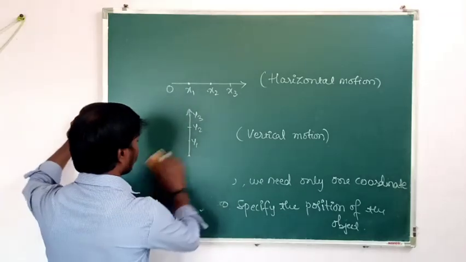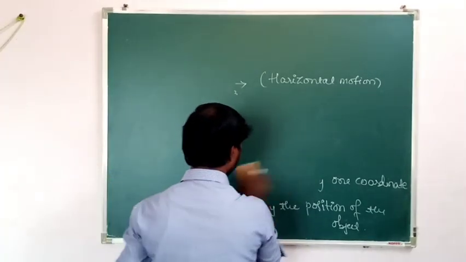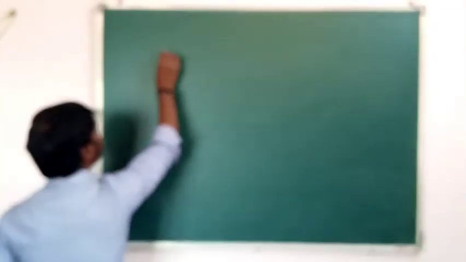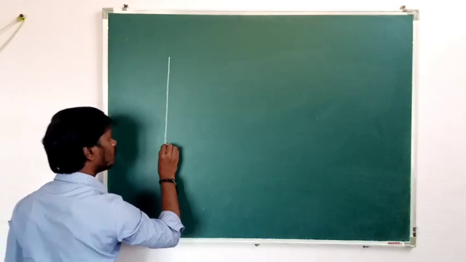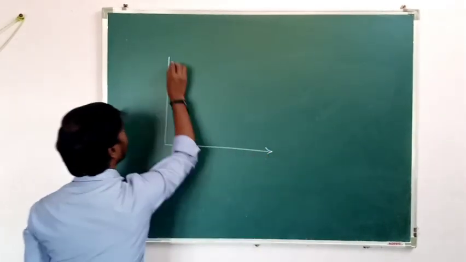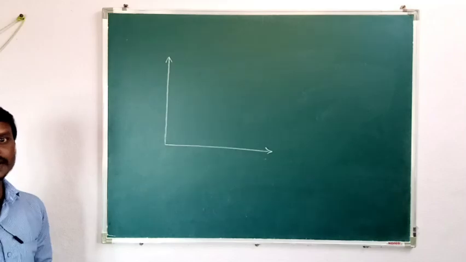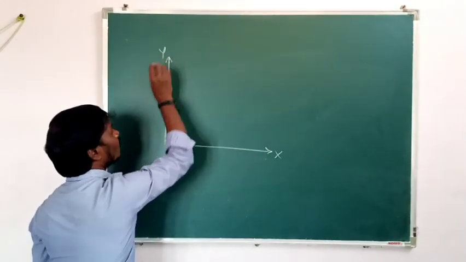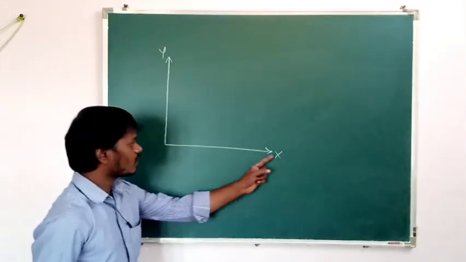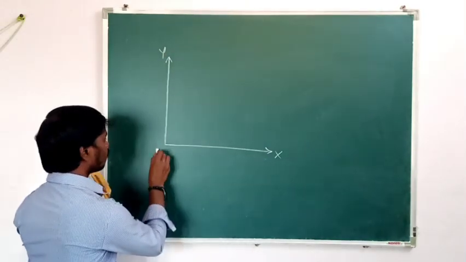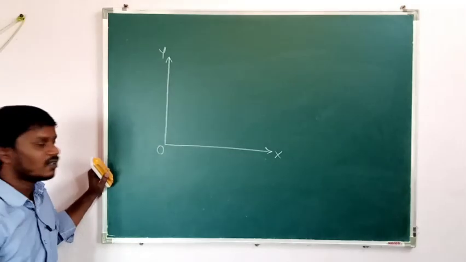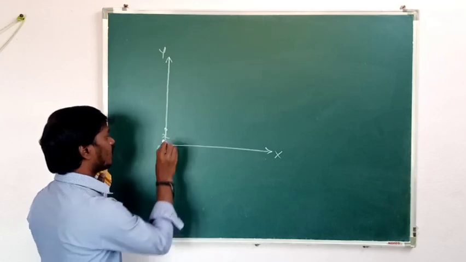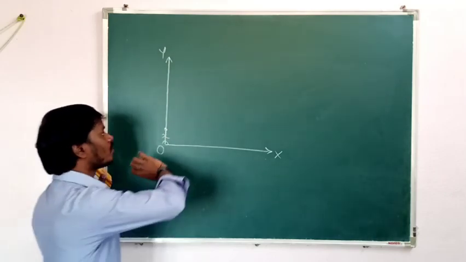See here. So let us consider this is a plane. Which plane? XY plane. It is called the x axis and it is called the y axis, and it is the origin. Okay, so there is an athlete at the origin. This athlete throws the shot put.